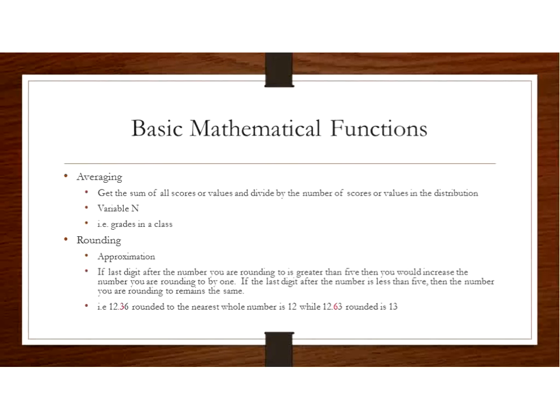Now, if I change that number and just switch the 3 and the 6 around, and now I have 12.63, and I want to round that number to the nearest whole number, now I'm going to consider the 6 in order to determine what the nearest whole number is. Because 6 is greater than 5, when I round 12.63 to the nearest whole number, my answer is 13.